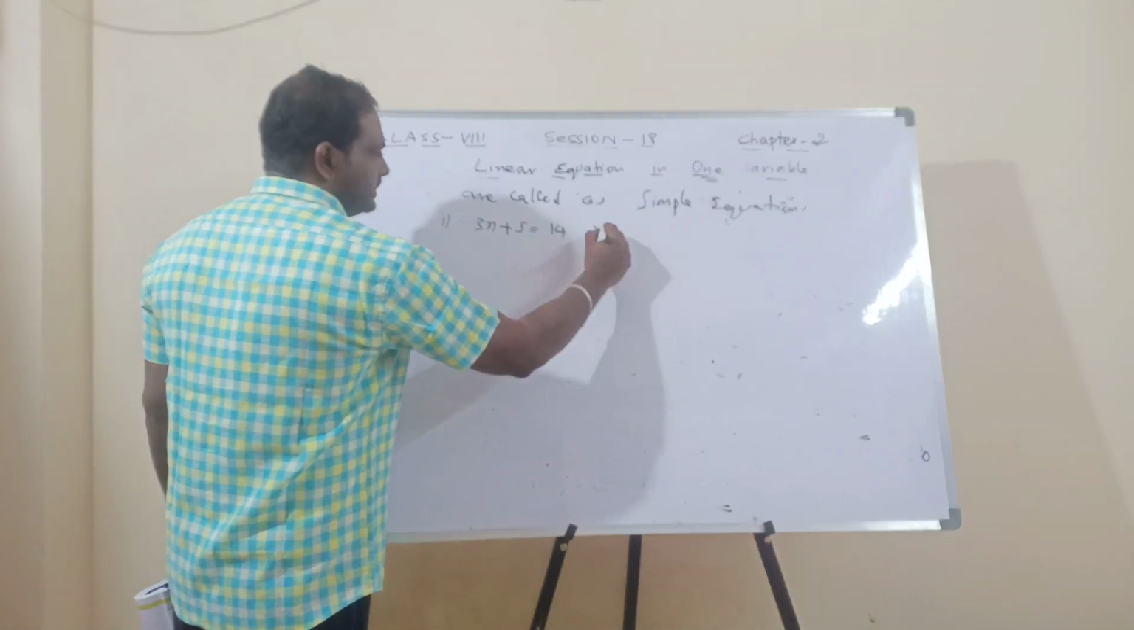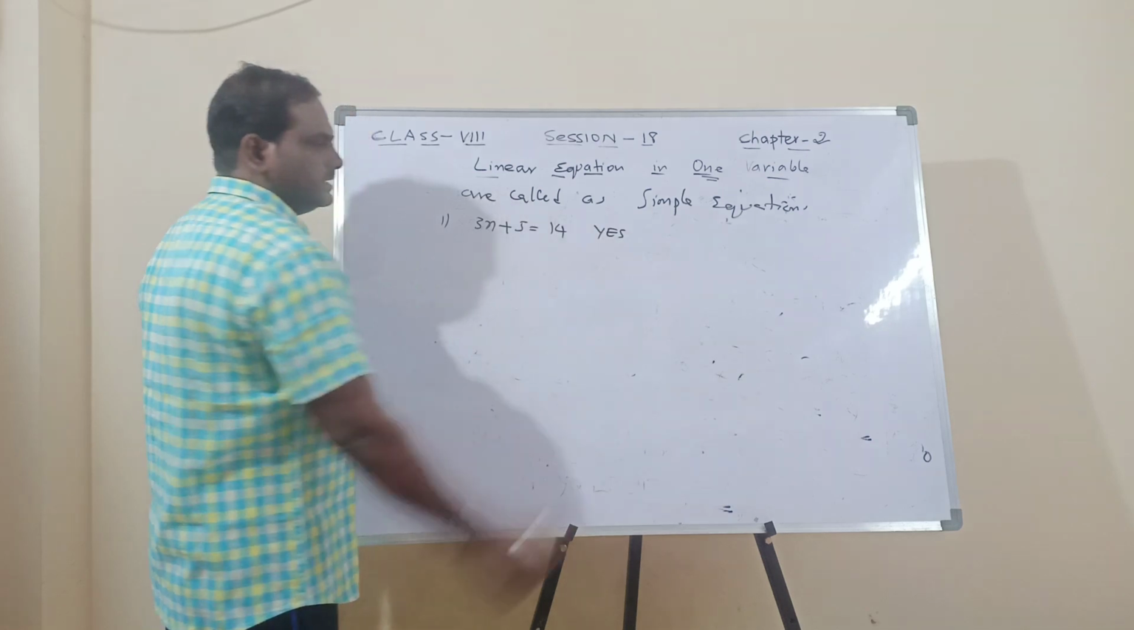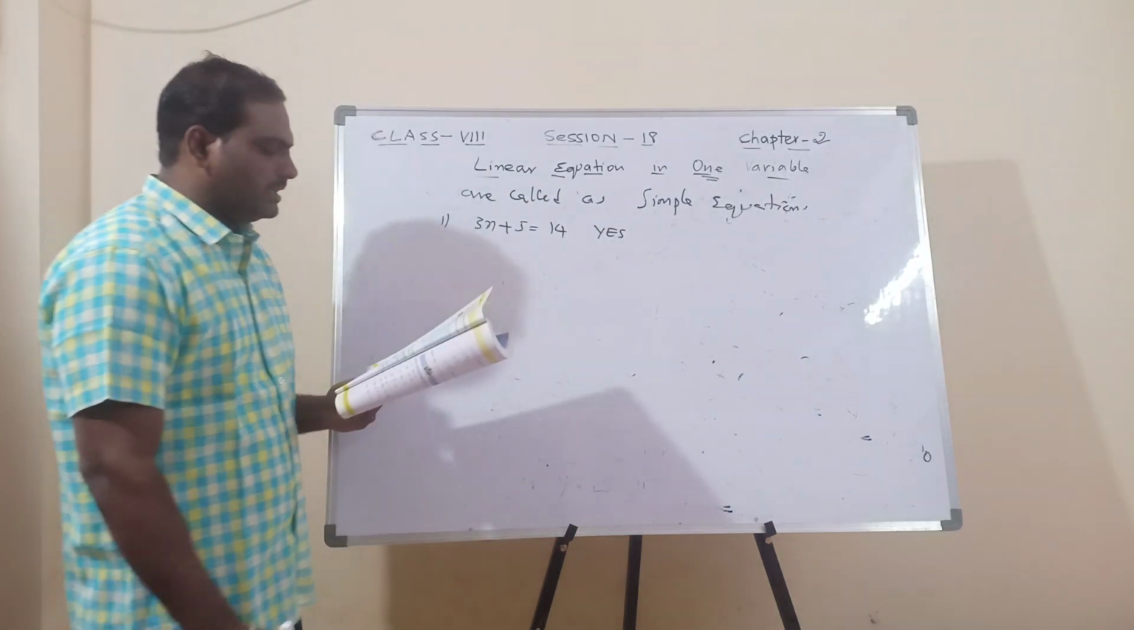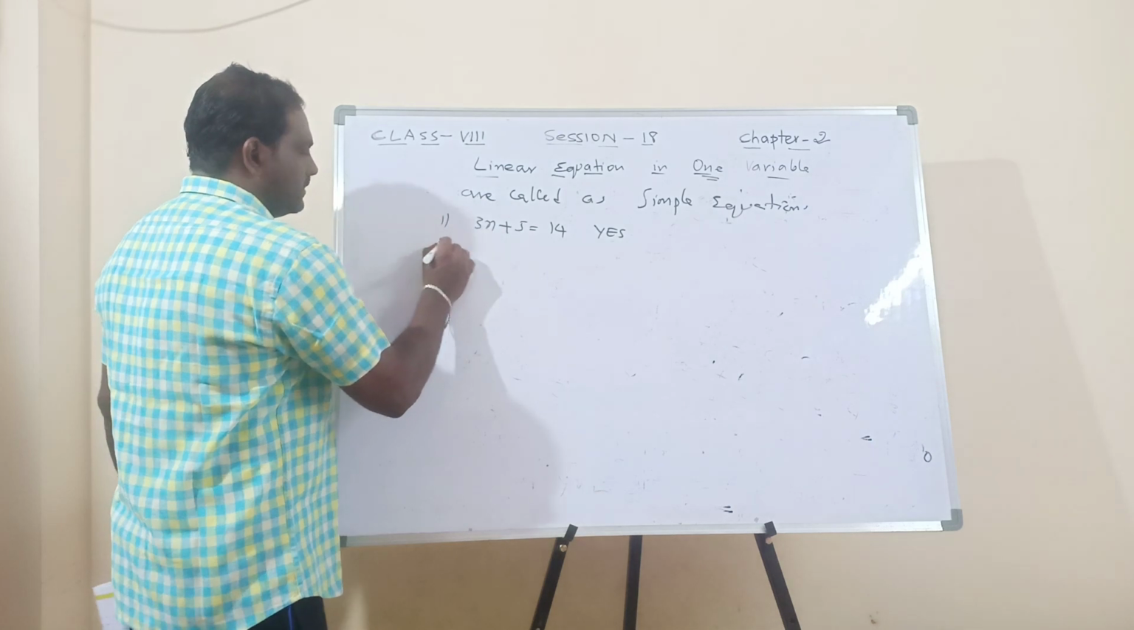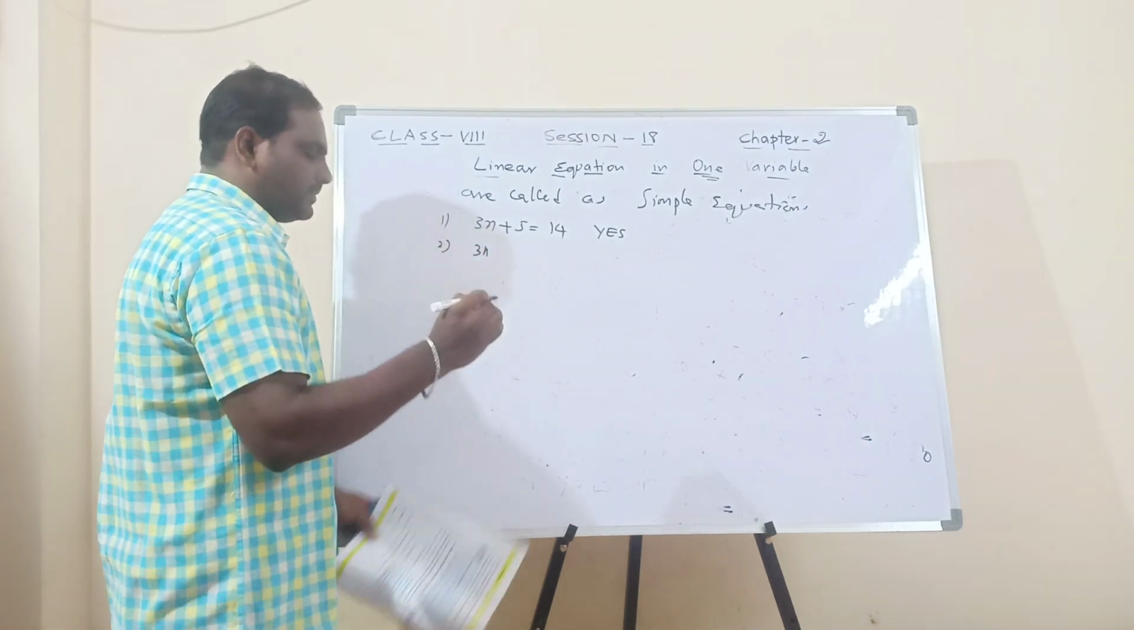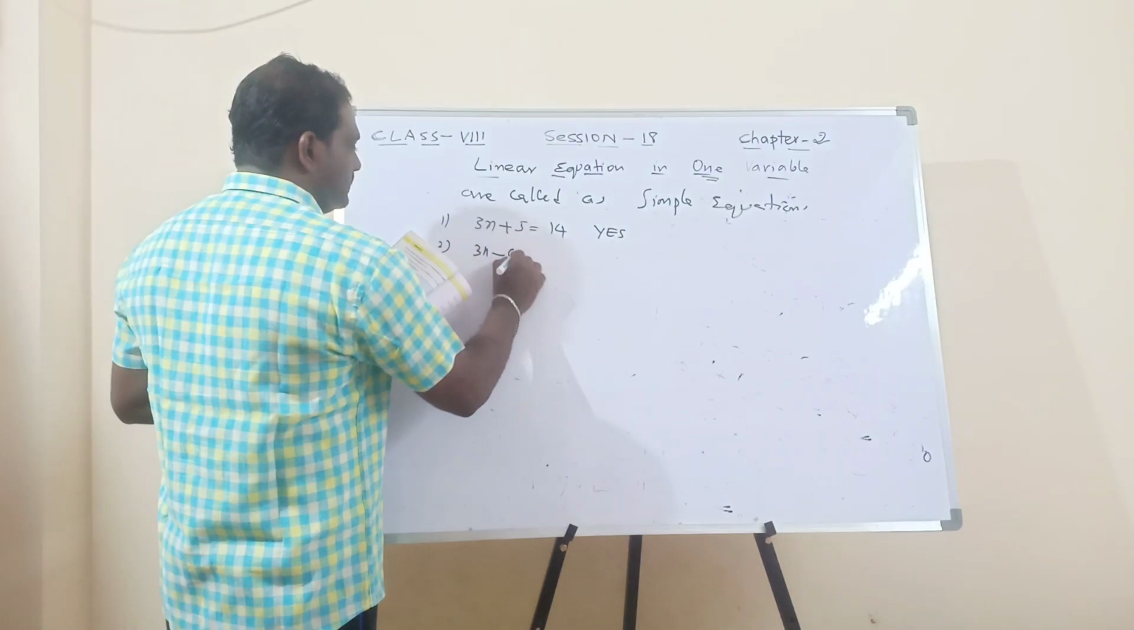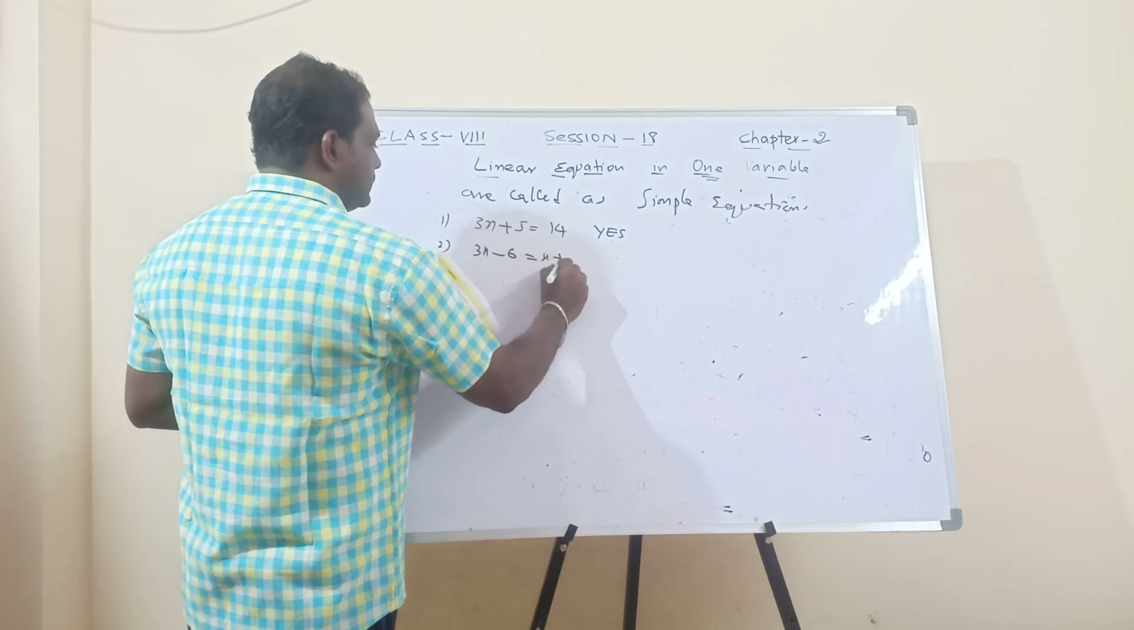So the answer is yes, it is a simple equation. Next, the second one: 3x minus 6 is equal to x plus 2.